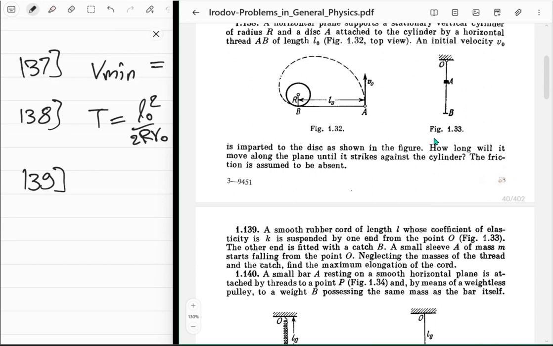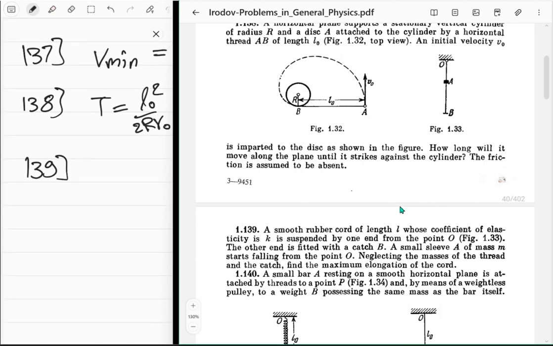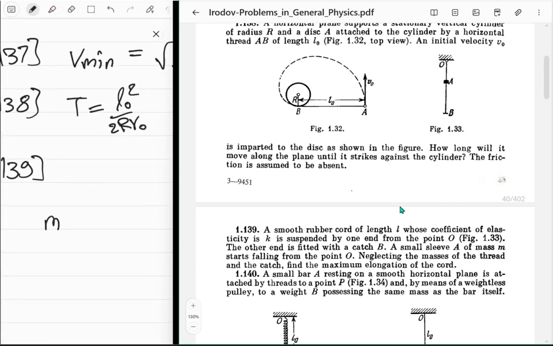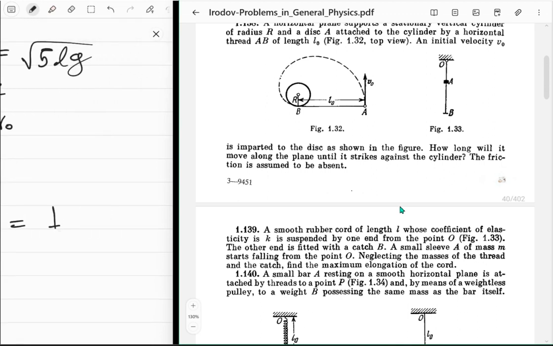So you want the maximum elongation of the cord. No big deal. The work done by gravity plus the work done by the string force should amount to zero, because the change in kinetic energy is zero. So it goes from point O all the way to the bottom, so the complete length. So this is going to be mg(L plus x) is equal to half kx squared. Yes, that's how it should be.